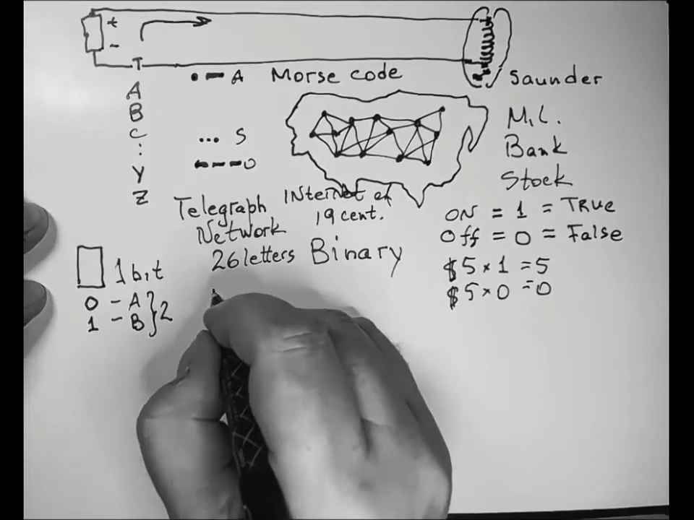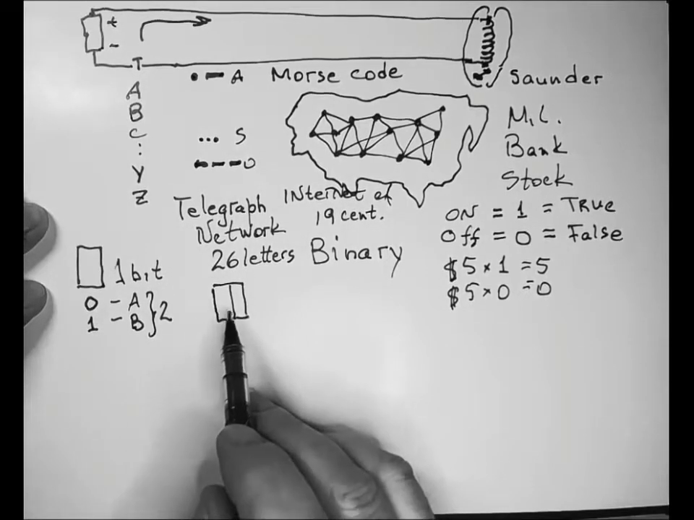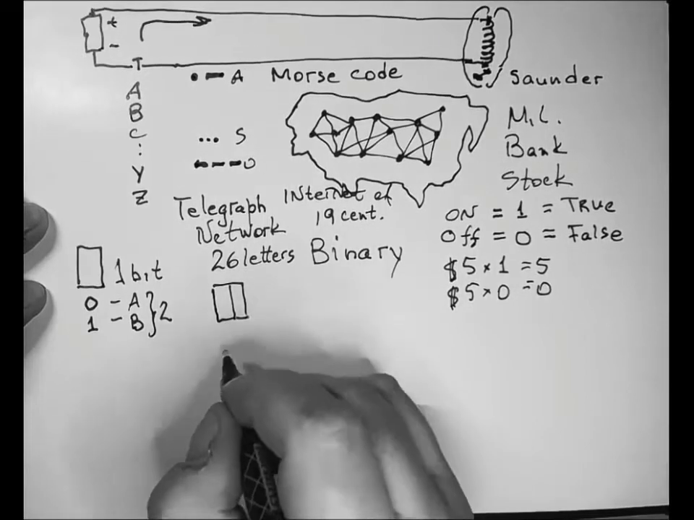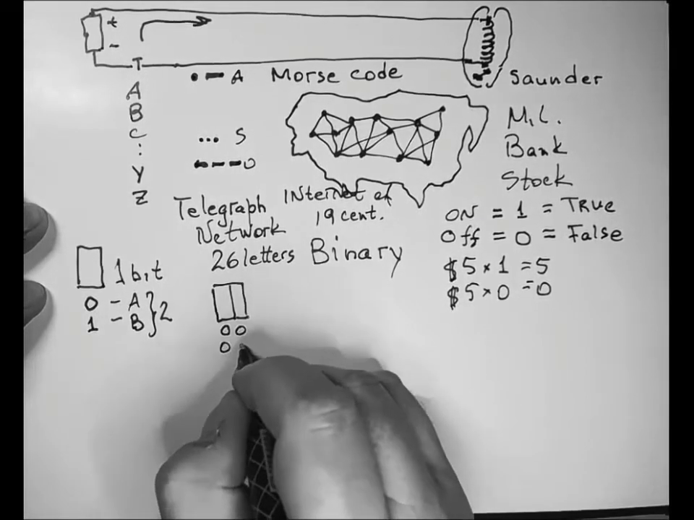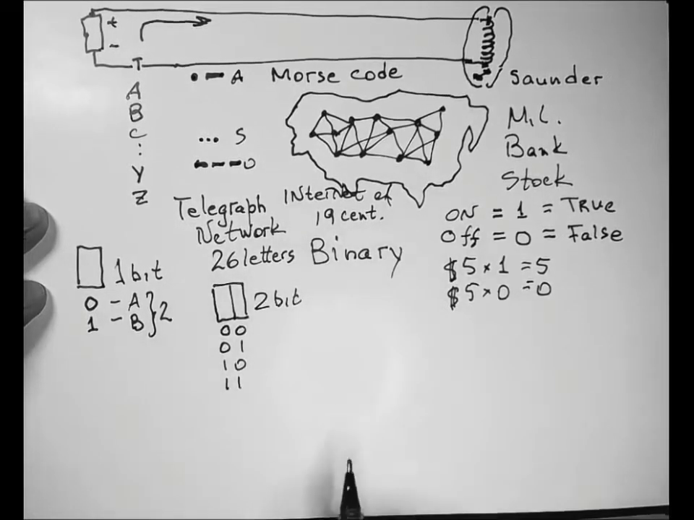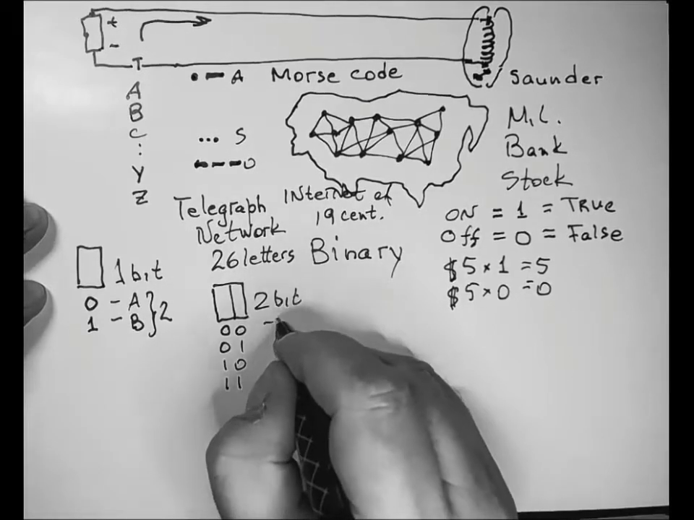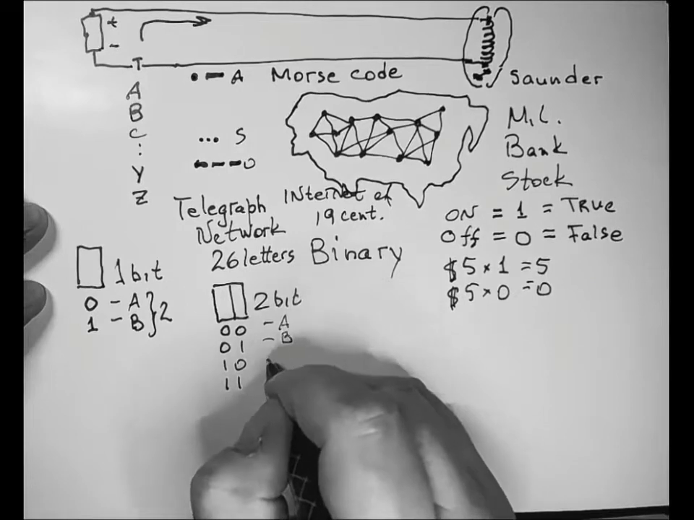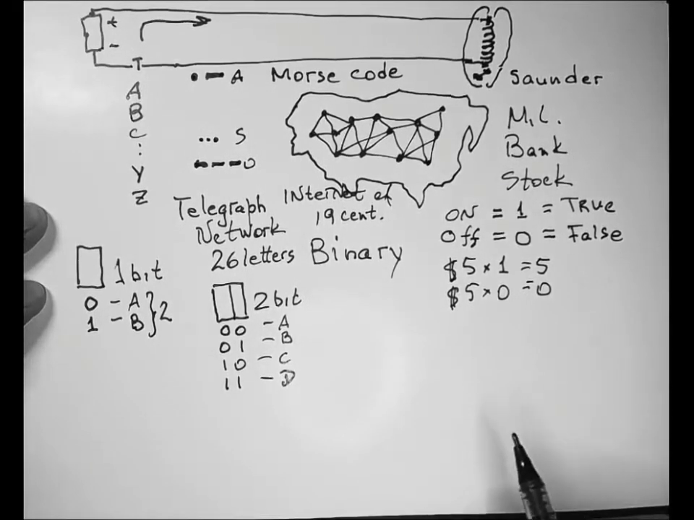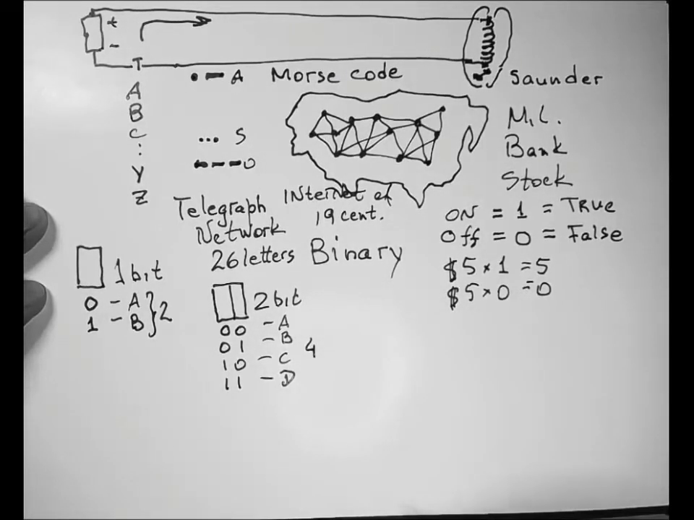The solution may be 2 bits. Let me take 2 bits, 2 placeholders, where each placeholder is like a table cell. I can put either 0 or 1 in them. So that could be 00, 01, 10, and 11. So 2 bits of information give me 4 variations of the code. That could be A, B, C, and D, alright? But that's not enough, because 2 bits give only 4 combinations. We need at least 26.